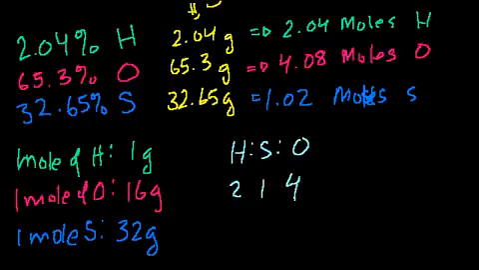So the empirical formula of this is H2, and then we have 1 sulfur, and then we have 4 oxygens, and this is sulfuric acid, one of the things you would least like poured on you most of the time. Anyway, hope you found that useful.